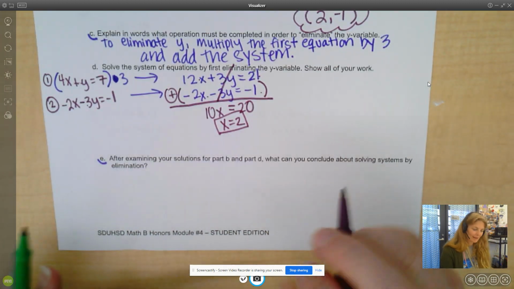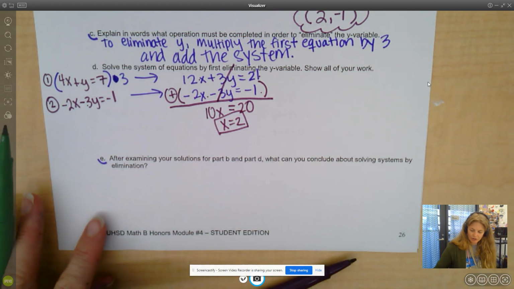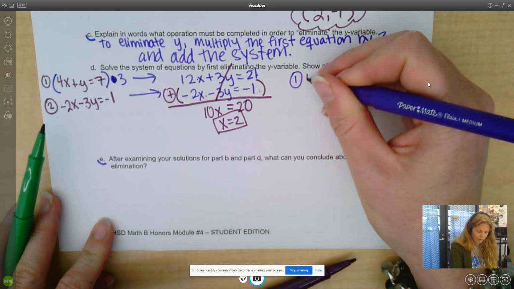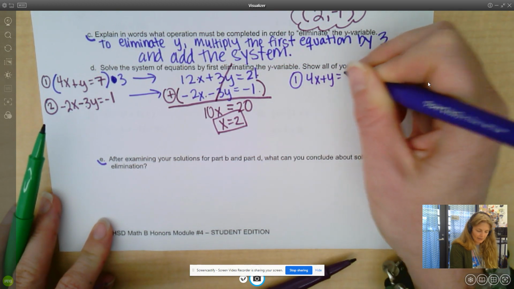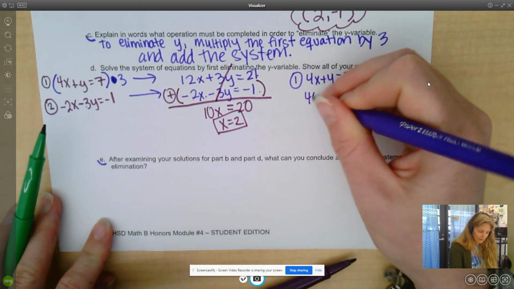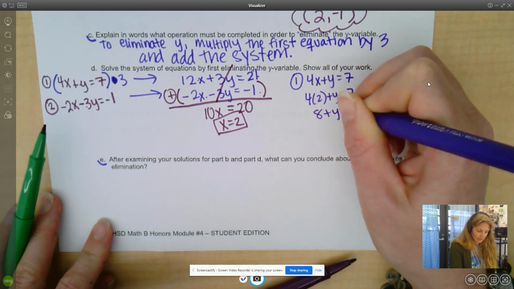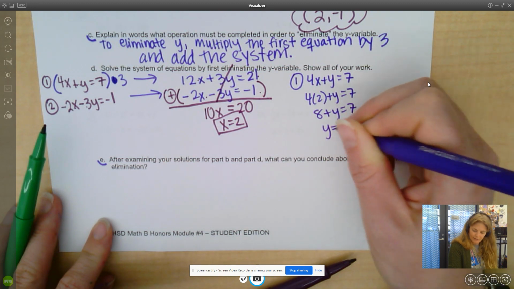From here, that's half my answer. Pick either equation to substitute in x to solve for y. I'm going to use equation 1, 4x plus y is equal to 7. 4 times 2 plus y is equal to 7. 8 plus y is equal to 7, and y is equal to negative 1.